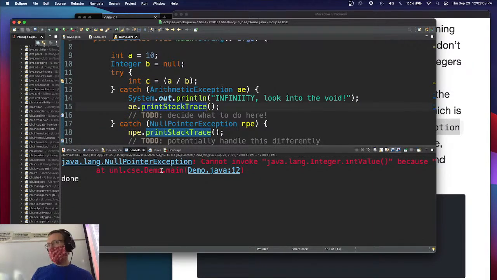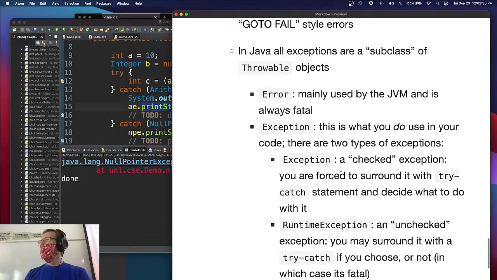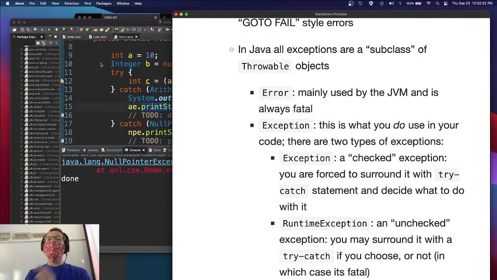Yes, to diagnose errors and then ultimately to debug it and fix it. Right. Let me go back over here to the notes. There we go. So in Java, all exceptions, again, are subclasses.